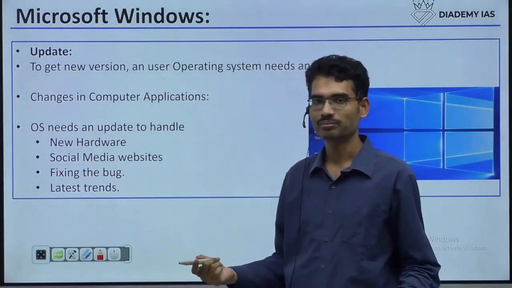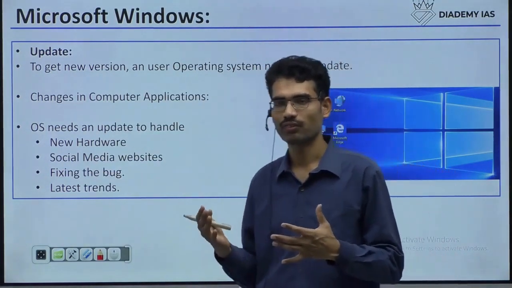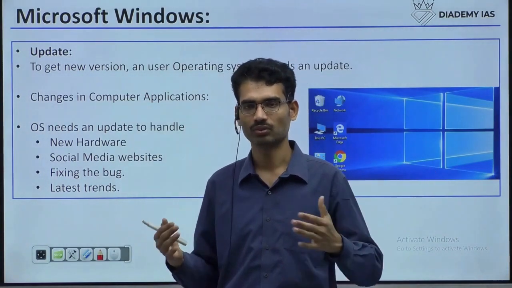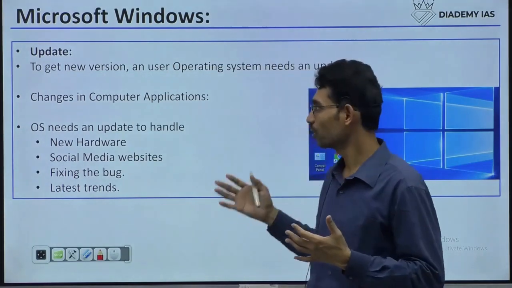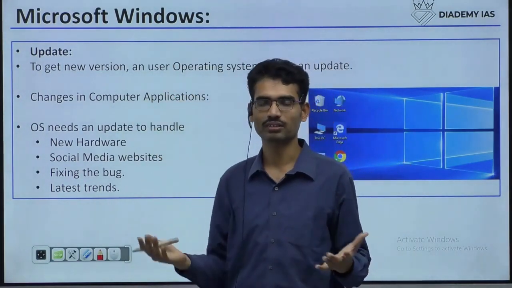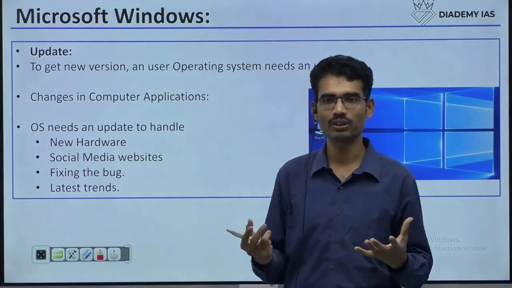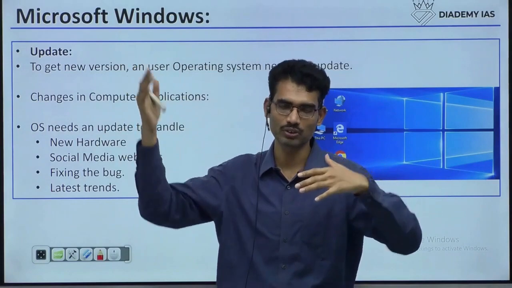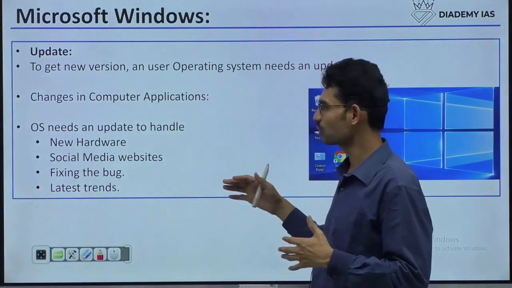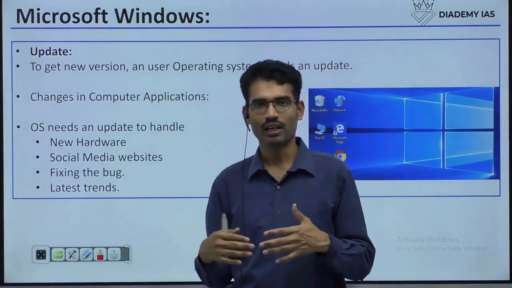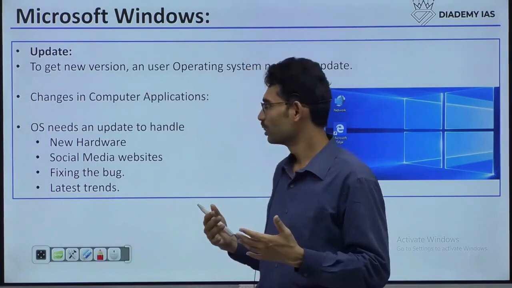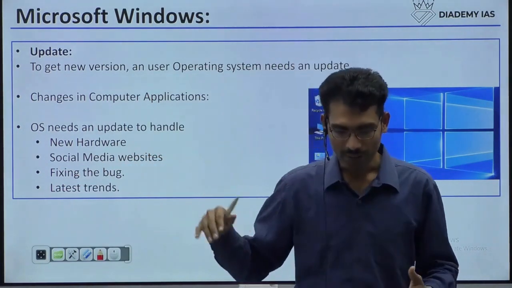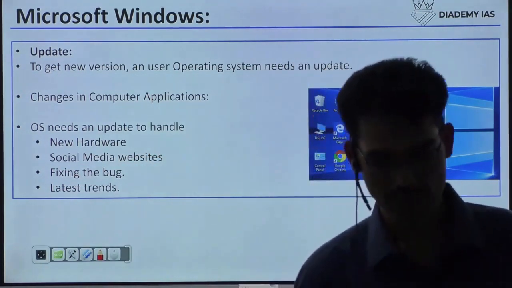New hardware may come. For example, 20, 30 years ago, mobile phones were not common. Today we have smartphones. When Windows started in 1985, it was not compatible with Windows mobiles, because we don't know what new hardware will come in the future. Since 85, so many hardware devices have emerged. As technology progresses, new hardware will come, and the software has to be updated accordingly.